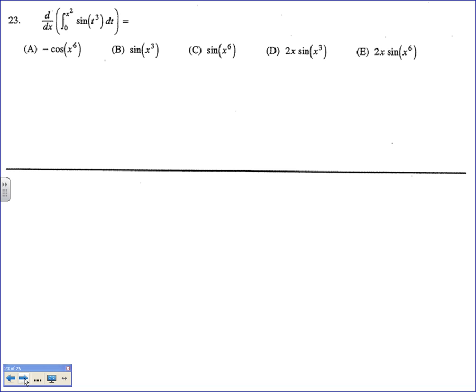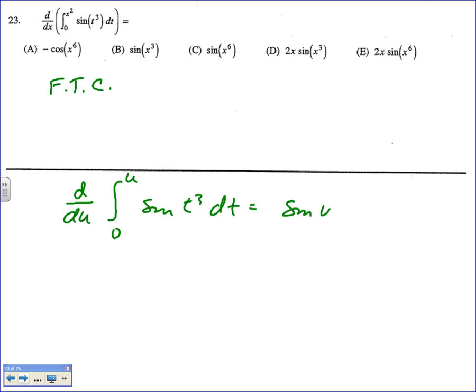Number 23 is the fundamental theorem of calculus. You're taking the derivative of an integral, and that puts you right back where you started. I think most people wouldn't have a problem if the original were written this way, 0 to u instead of 0 to x squared. In other words, if there was a substitution, you would tell me that this particular evaluation would be the sine of u cubed.